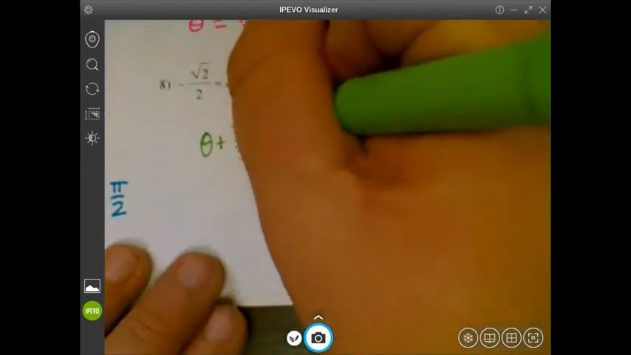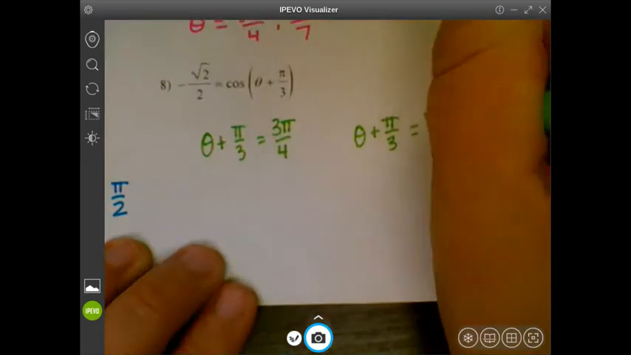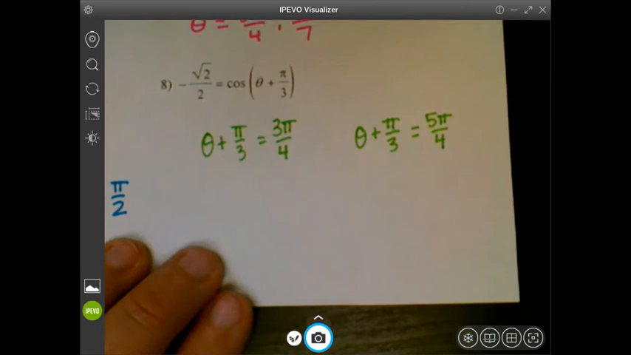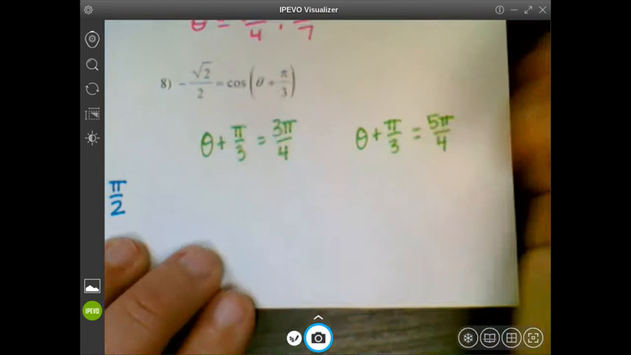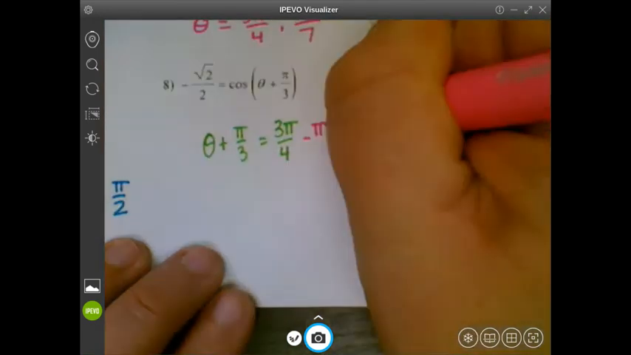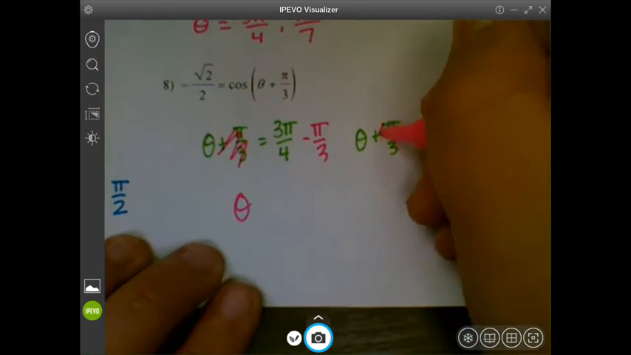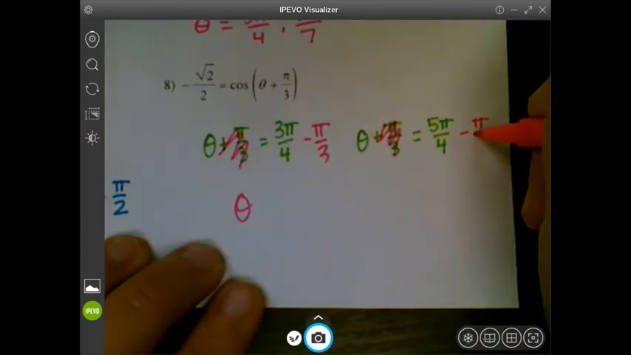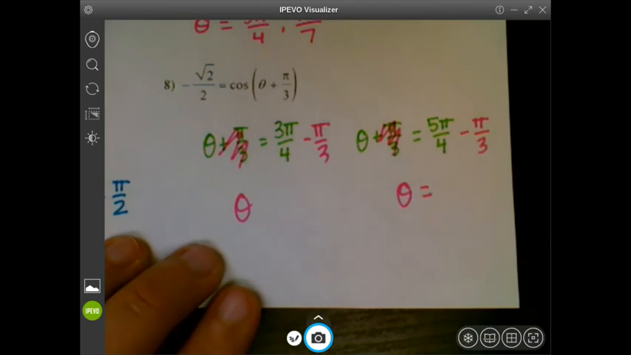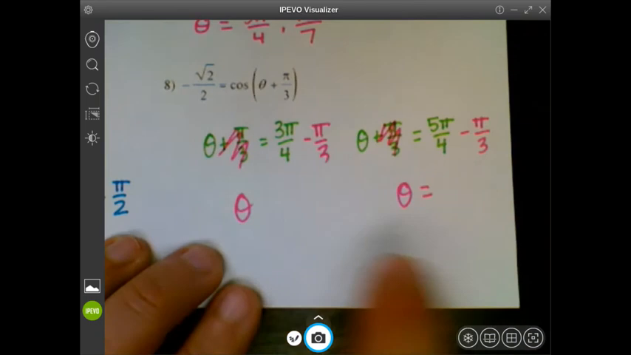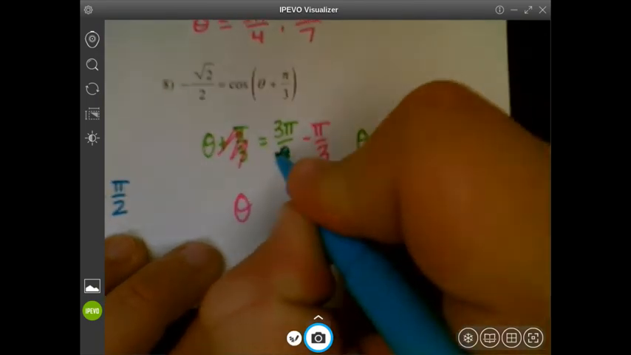And so your two options are that those can add up to 3 pi over 4 or 5 pi over 4. And then to finish these, you're just going to do some algebra. So this plus pi over 3, we're going to subtract pi over 3 from both sides so that we get just our angle that we're looking for. And here's where you have to get some common denominators. So you're trying to do 3 pi over 4 minus pi over 3. Common denominator here for those two would be 12, right?